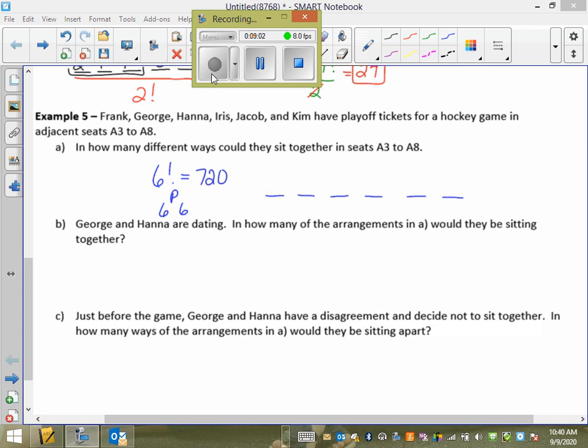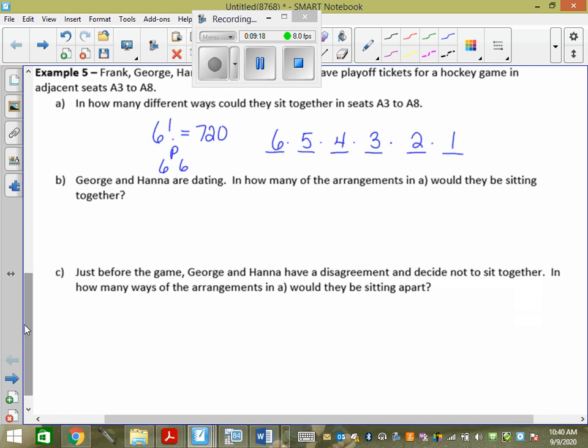Visualizing, guys. Visualize the 6 seats, right? And then put them in order. 6, 5, 4, 3, 2, 1. Either way, you get the 720. In B, it says George and Hannah are dating. And how many of the arrangements in A would they be sitting together? So we have 1, 2, 3, 4, 5, 6.